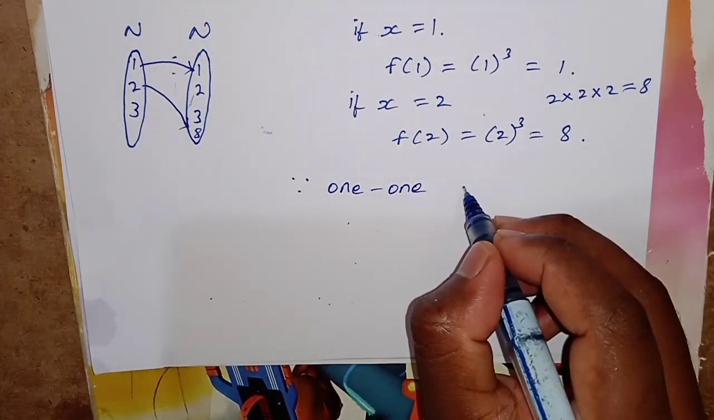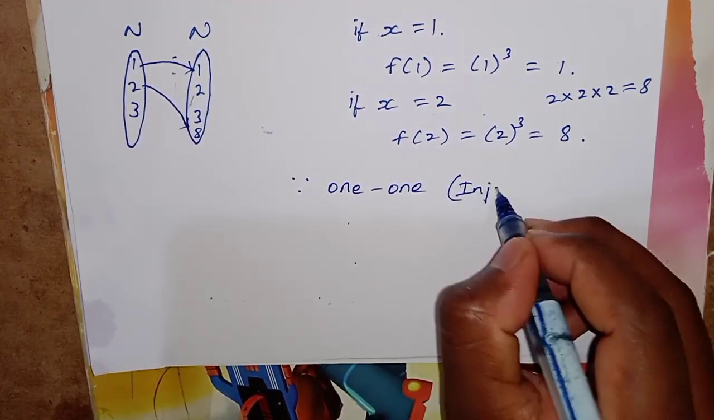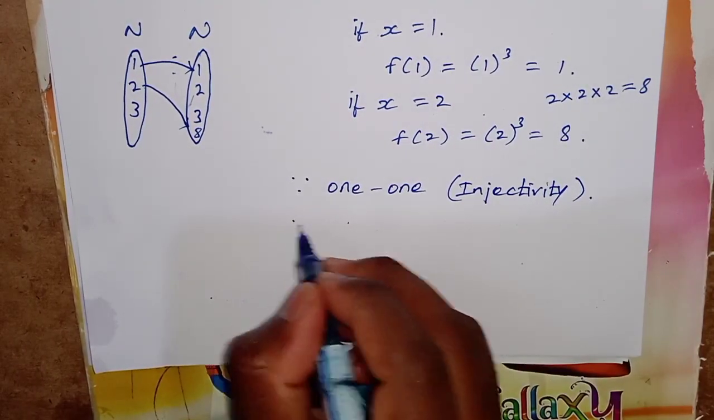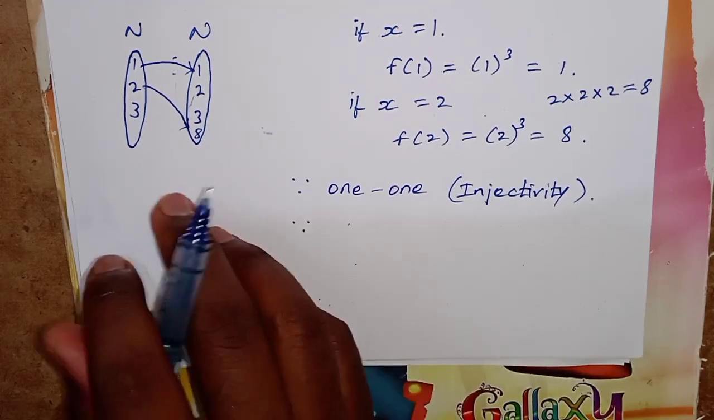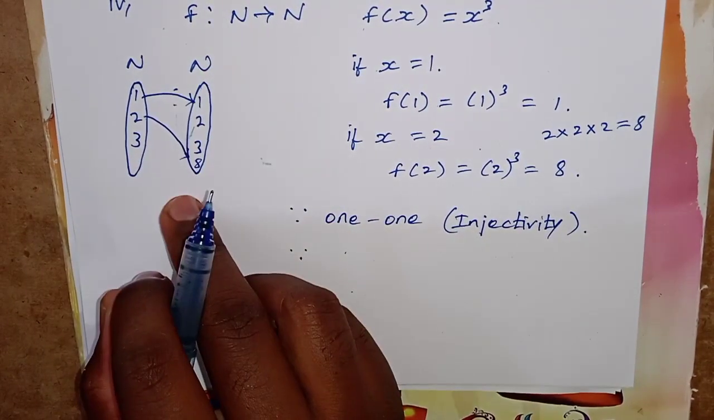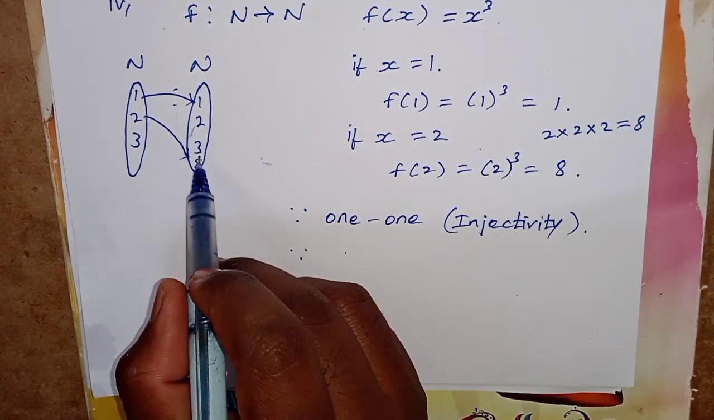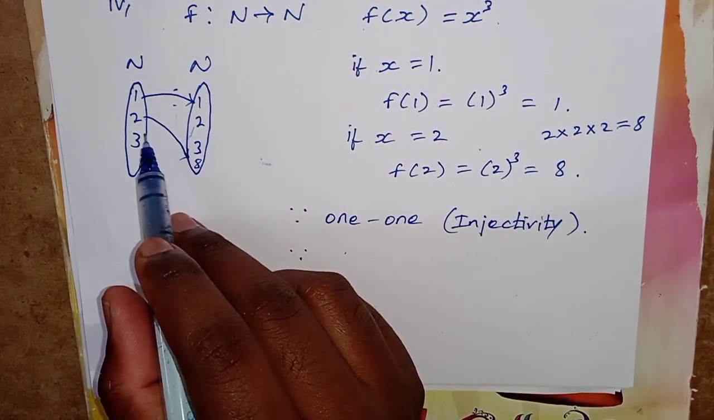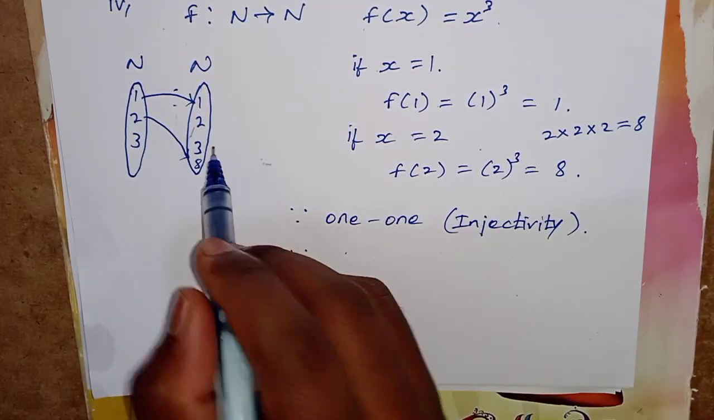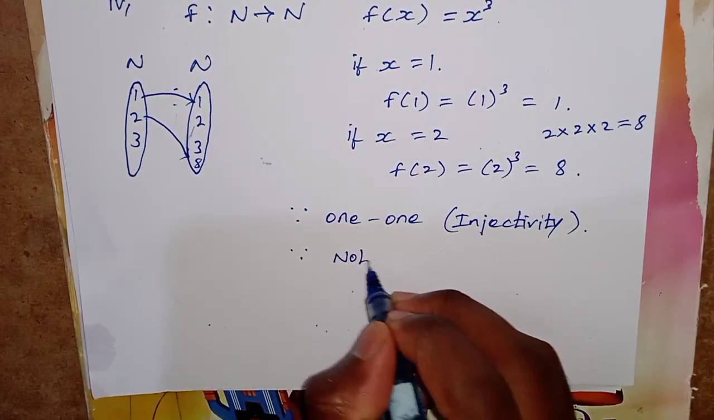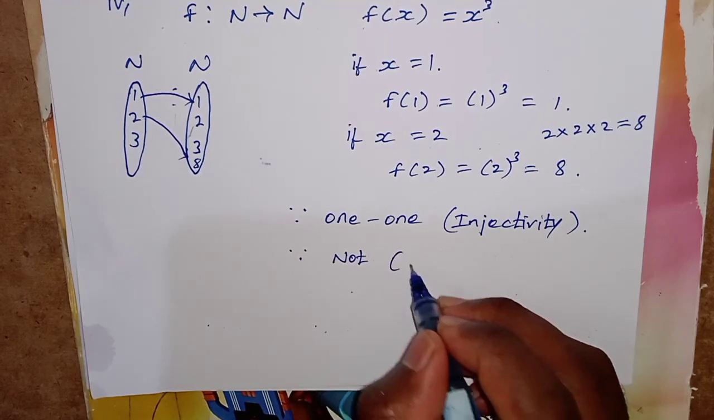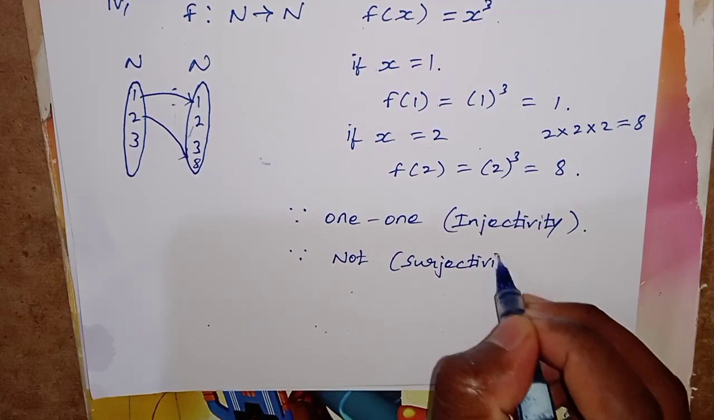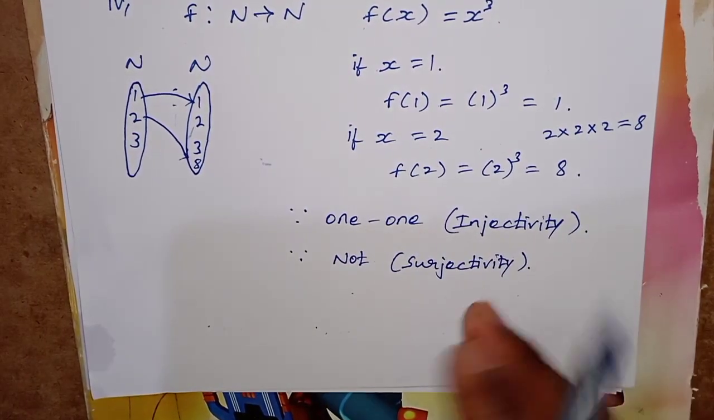One-one function means injectivity. Okay, next onto, checking onto, you have to consider the codomain. Here in the codomain 2, 3, 4, 5 have no pre-image. Therefore here it is not onto. Onto means surjective, surjectivity. Okay, not surjectivity.